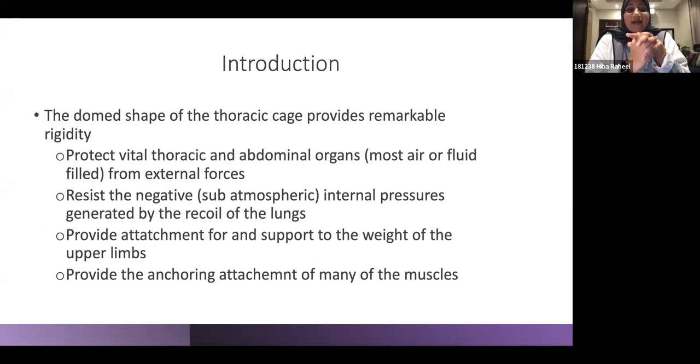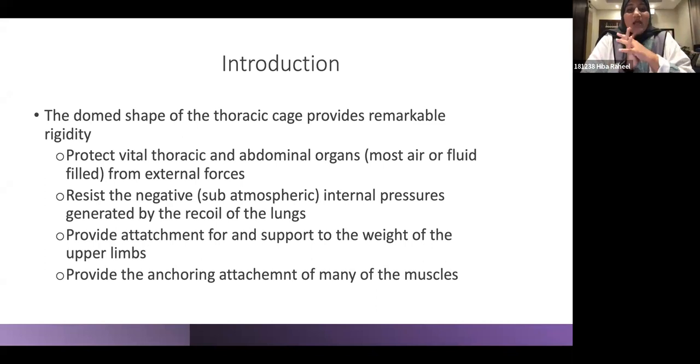And they provide attachment and support for the upper limbs, because where are the arms connected? They're connected to the thorax, right? They also provide attachment for all the muscles. Every muscle in the body has to be attached somewhere for it to work and contract, right? So the thoracic region also provides attachment for important muscles.